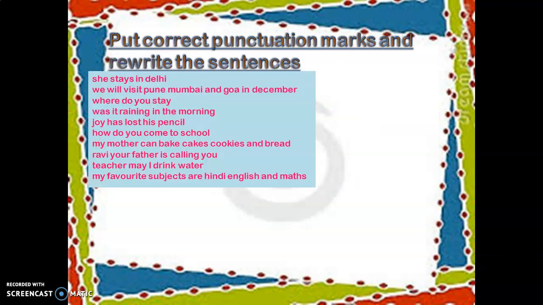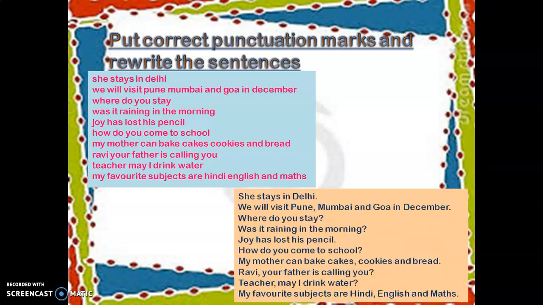Now, there is an exercise for all of you related to what we have studied in this session. There are a few sentences which do not have proper punctuation marks. So, we need to put proper punctuation marks and use capital letters wherever required, and then rewrite these sentences. She stays in Delhi. The first letter of the sentence, S, has to be capital, and Delhi is a proper noun, so the first letter of Delhi will be capital, and we'll put a full stop at the end of the sentence.